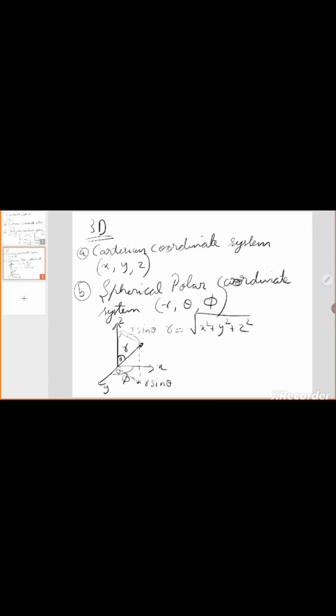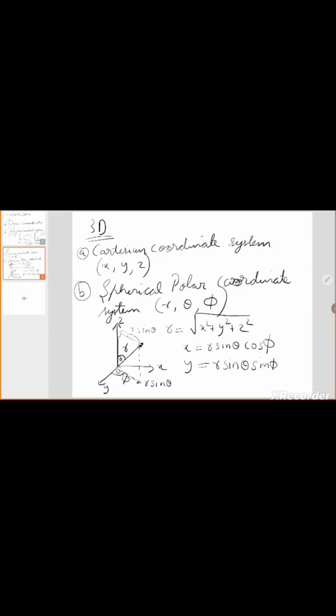Now we can calculate the x and y coordinates. X coordinate is equal to... I forgot one thing. I made a mistake. This angle is phi, not that full angle. The full angle is 90 degrees. That is a stupid mistake. Now this is phi. So now we can write x as r sine theta cos phi and y as r sine theta sin phi.